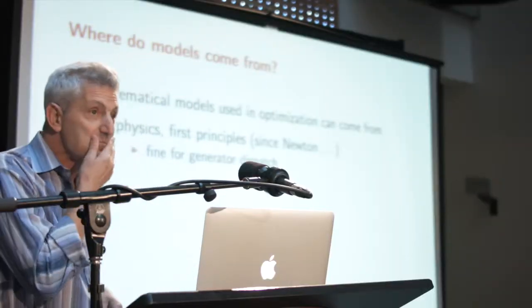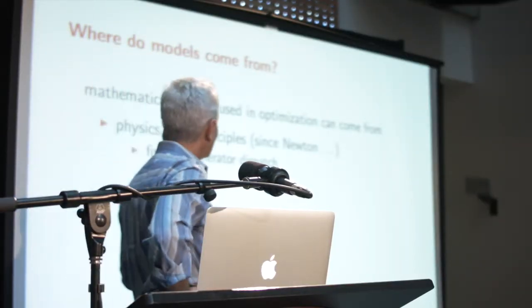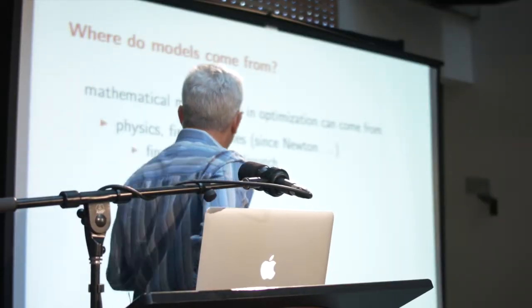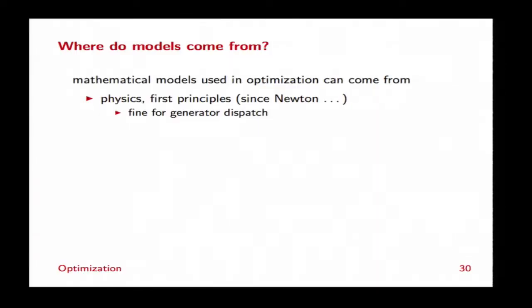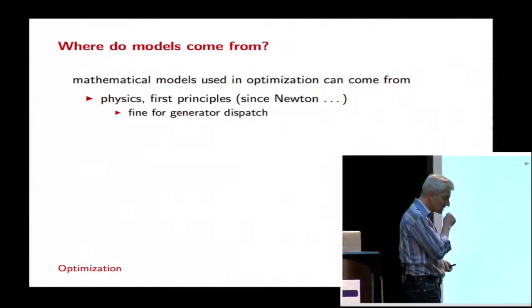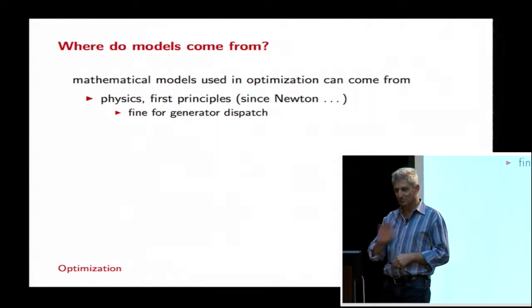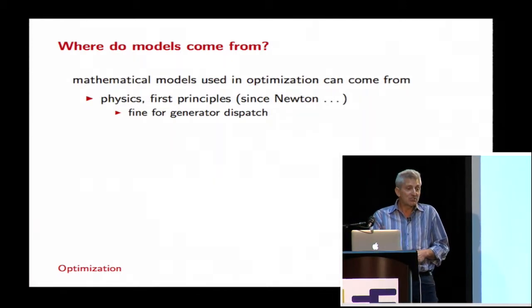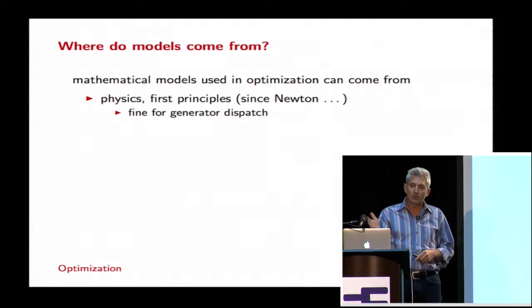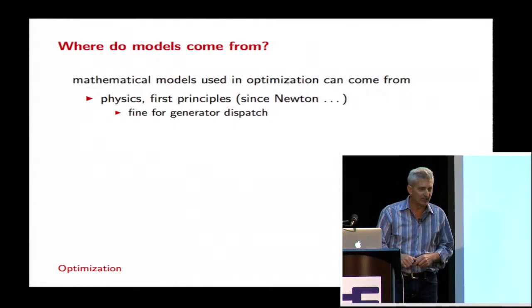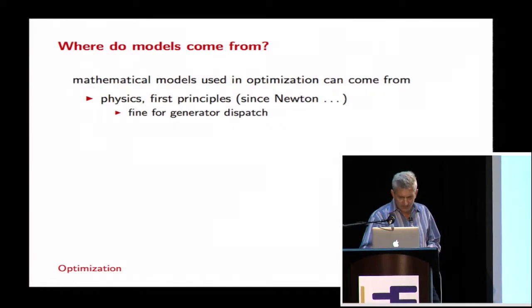Okay, so let me talk a little bit about where models come from. First of all, they come from physics, right? I mean, that's kind of the point. First principles, since Newton, right? And that's great for generator dispatch because we've known for a long time how power flows on transmission lines. We know how that works. And the models are actually extremely good. They're certainly accurate within 1% or something like that, right? Good enough for that, and that's fine.